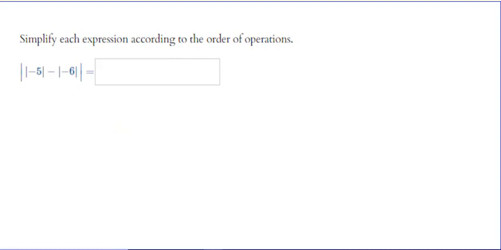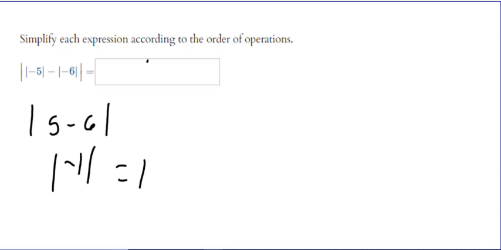Let's do another one. The absolute value of -5 is nothing more than 5, minus the absolute value of -6, which is 6. So 5 minus 6 is -1. The absolute value is 1. So they're just kind of daisy chaining some things together. These are your absolute values here, there and there.